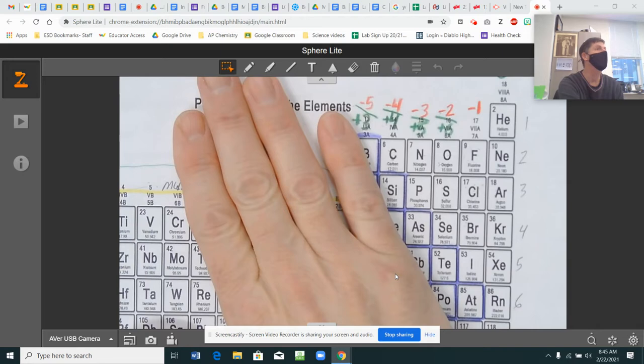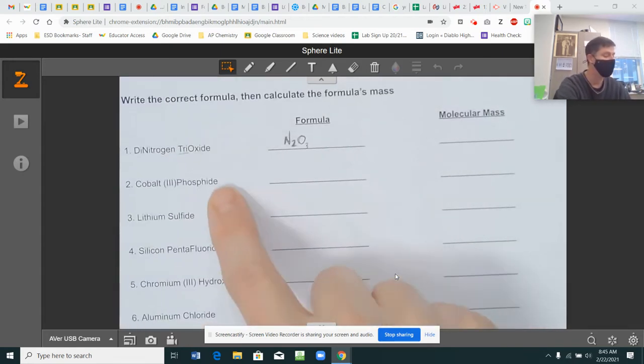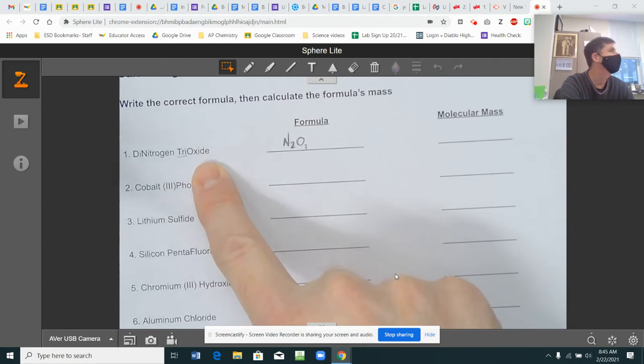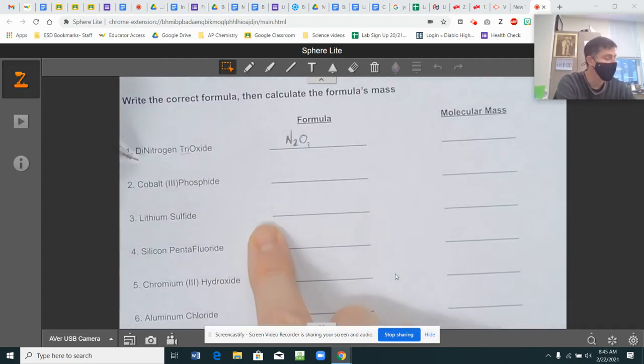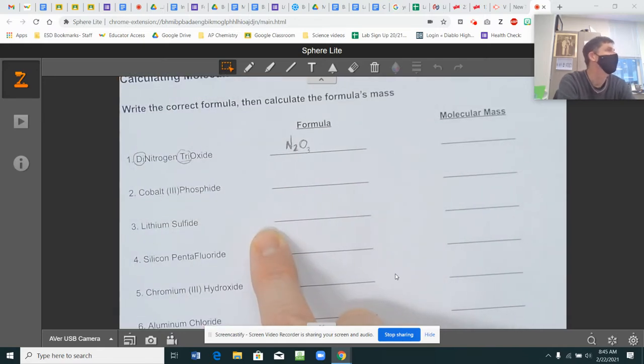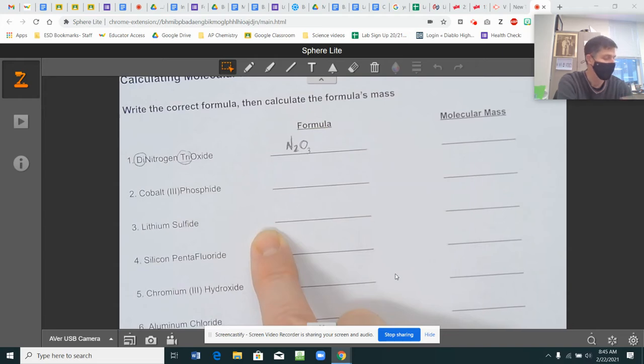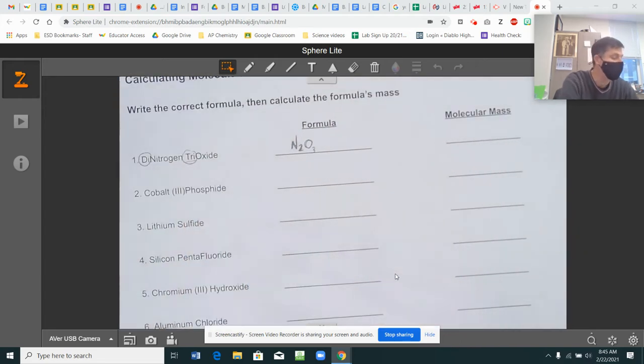And nonmetals either want to share or gain. Well, they can't gain from each other because that would give them both negative charges. So all they can do is share. That, and the fact that I gave them both prefixes, right? Prefixes are only used with nonmetals. And that tells you exactly how many of each one you have.